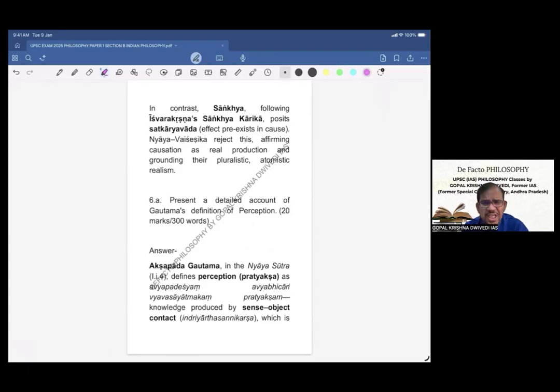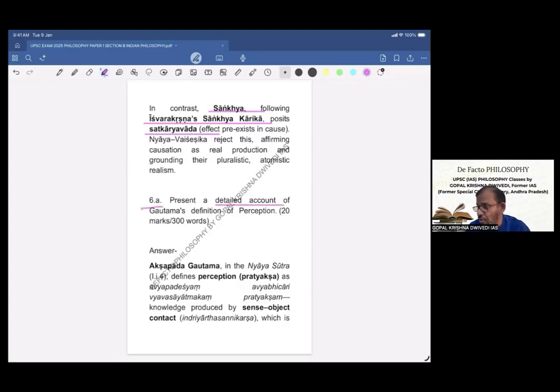Now, very briefly, in the last paragraph, we will give some other view also and then conclude. In contrast, Sankhya, following Ishvarakrishna's Sankhyakarika, posits Satkaryavada, that is, the effect pre-exists in the cause. Nyaya Vaisesika reject this, affirming causation as a real production and grounding their pluralistic atomistic realism. So this is the exposition of the Nyaya Vaisesika theory of causation. Now we'll go to the sixth question.